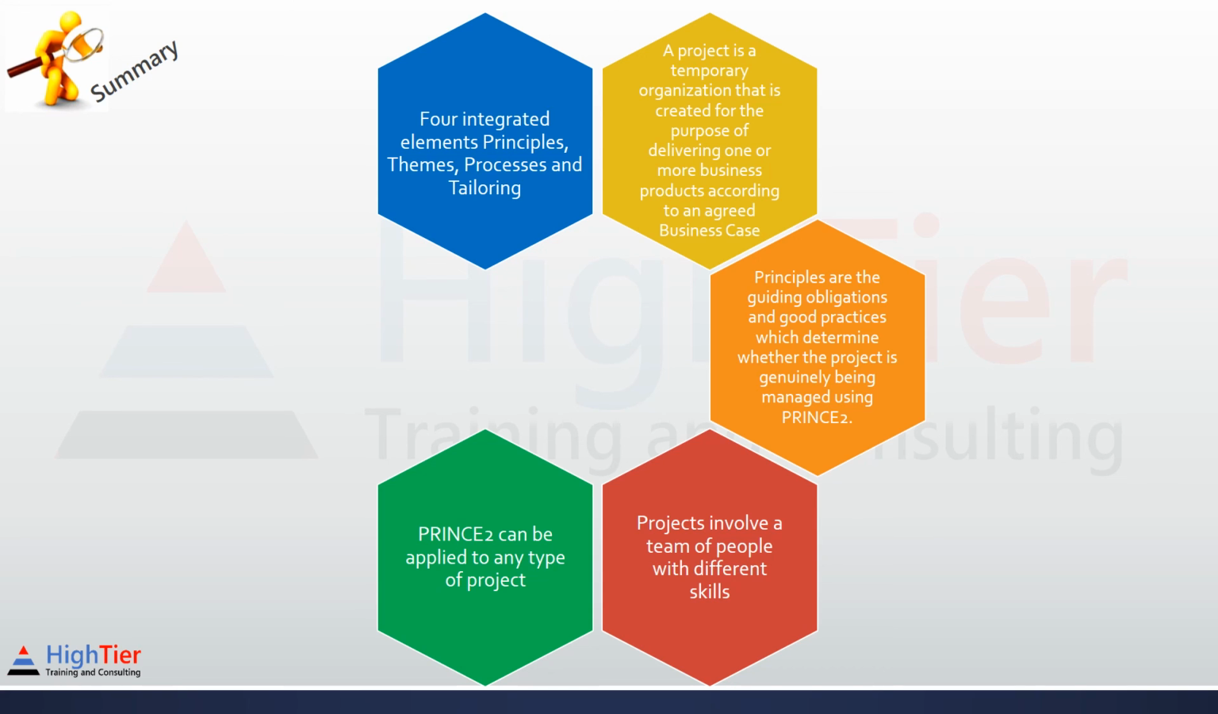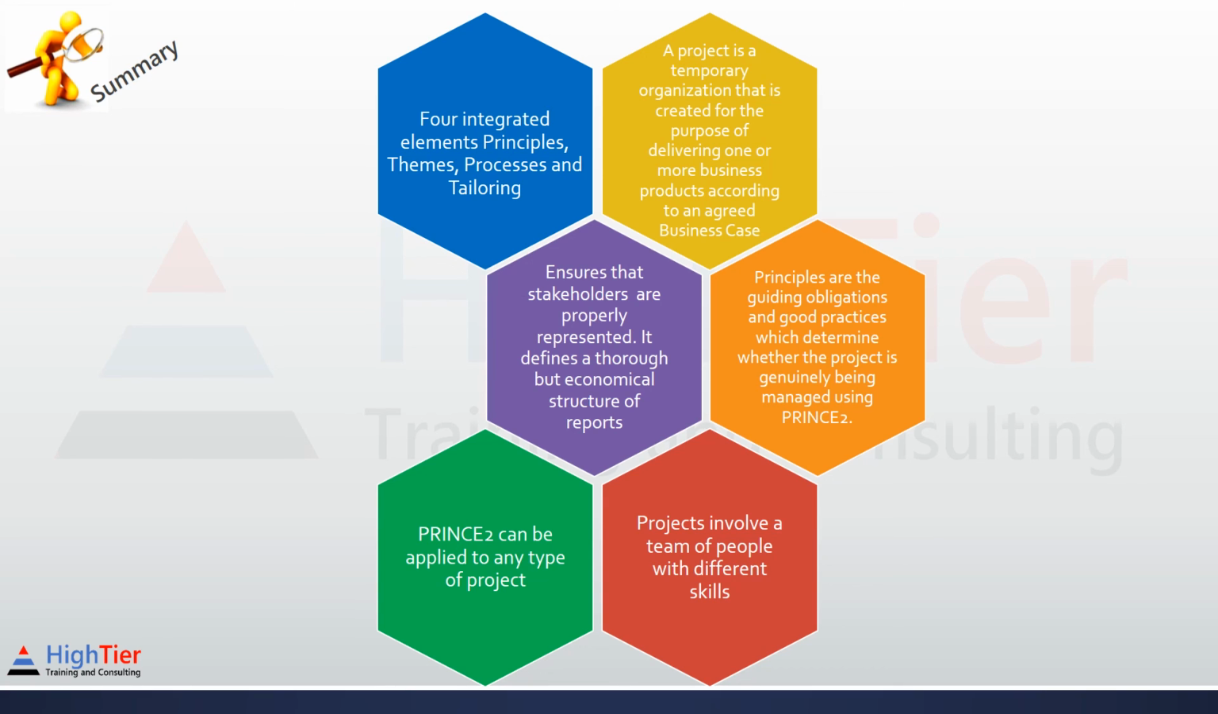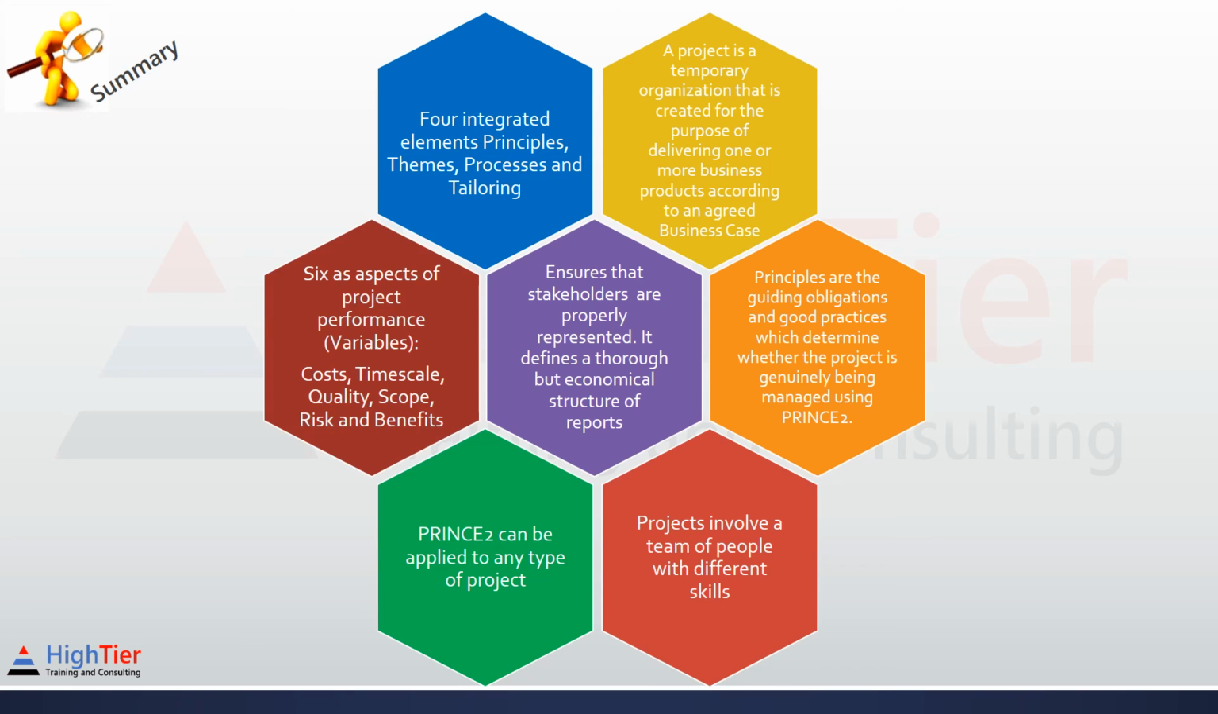PRINCE2 can be applied to any type of project. PRINCE2 ensures that stakeholders are properly represented and defines a thorough but economical structure of reports. The 6 aspects of project performance to be managed, or variables, are cost, timescale, quality, scope, risk, and benefits.